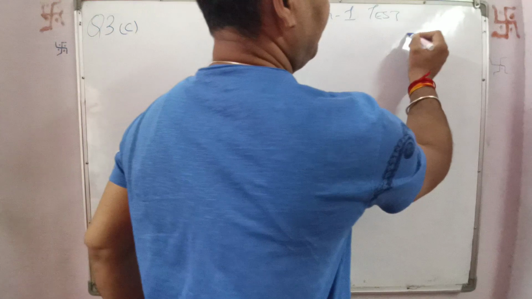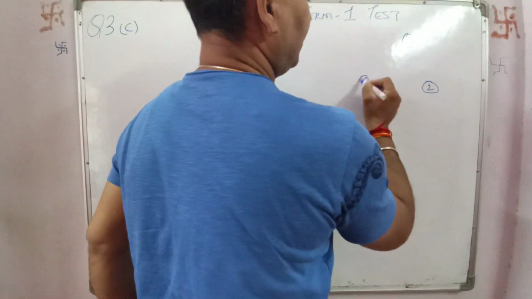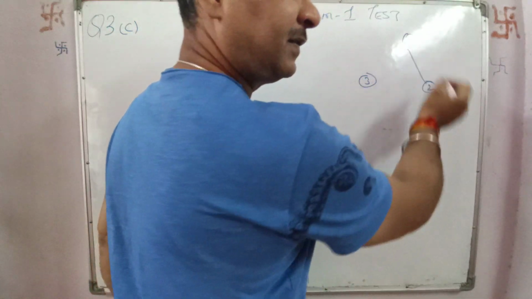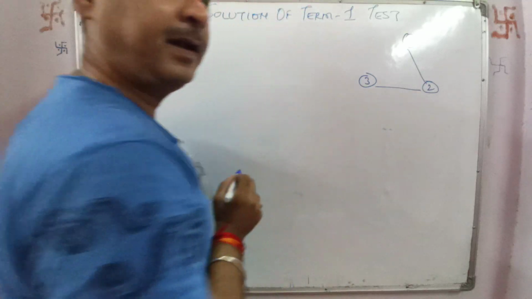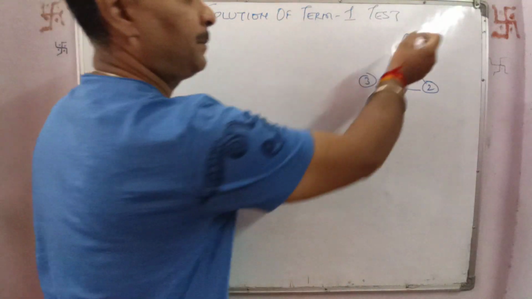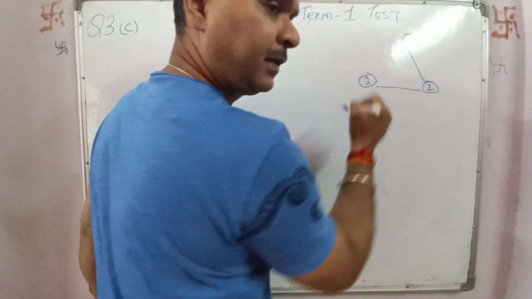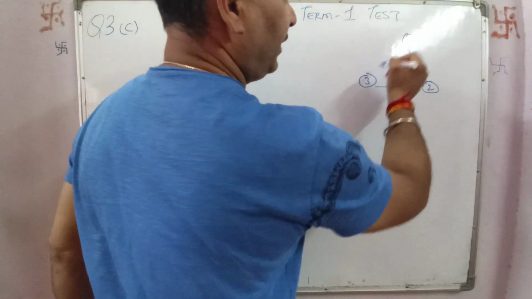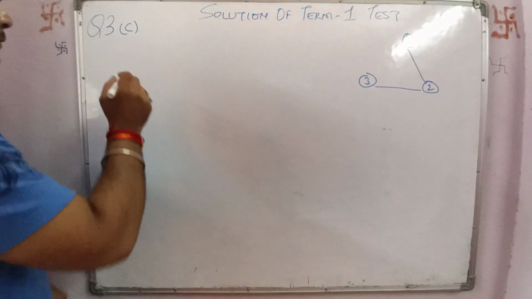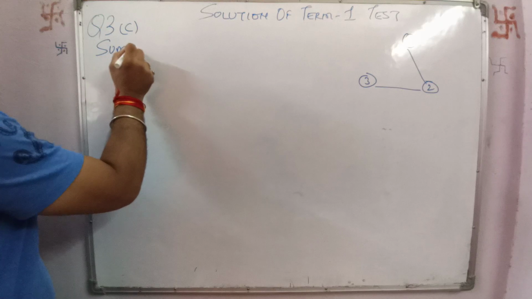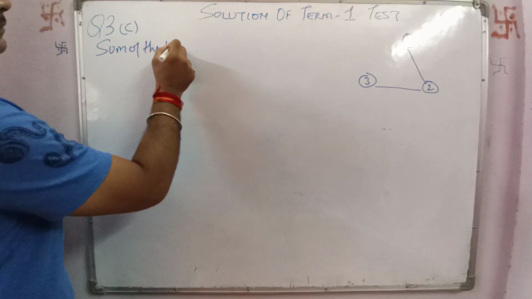Say this is the first atom, this is the second atom, this is the third atom. Distance between first and second is given, distance between second and third is given. And the perimeter means the sum of all the 3 sides is given. So you need to find out the third side. So first we'll find out the sum of the 2 sides.